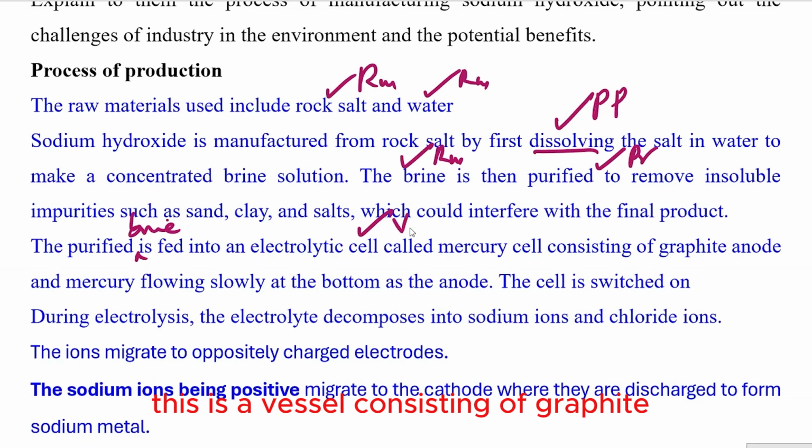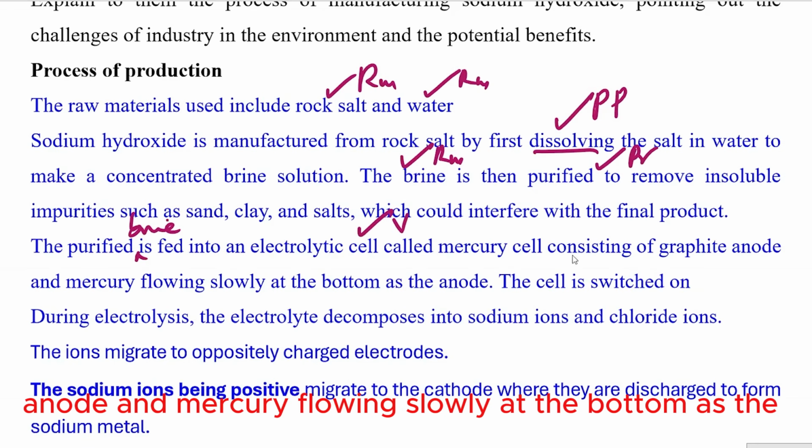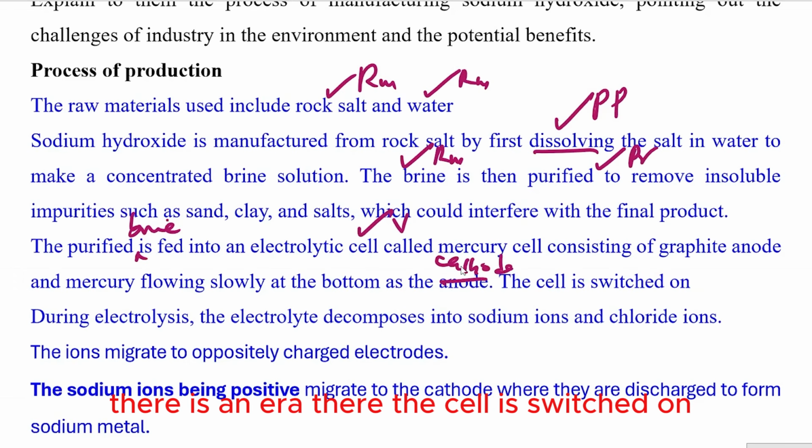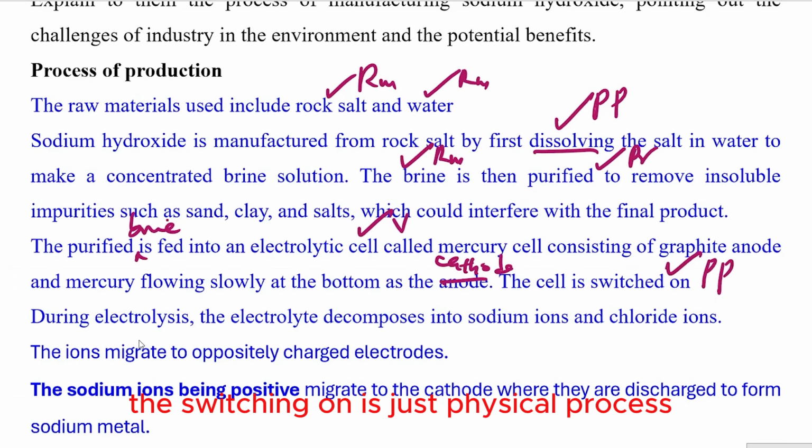This is a vessel consisting of a graphite anode and mercury flowing slowly at the bottom as the cathode. So this is the cathode, there is an error there. The cell is switched on. Switching on is just a physical process.